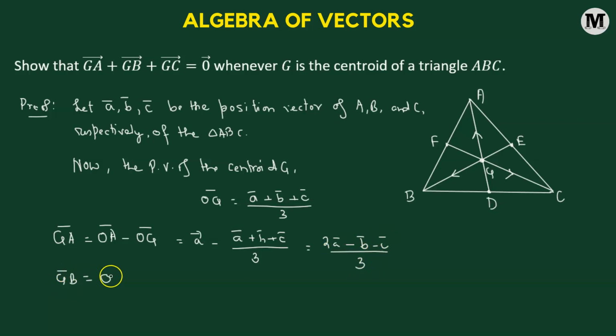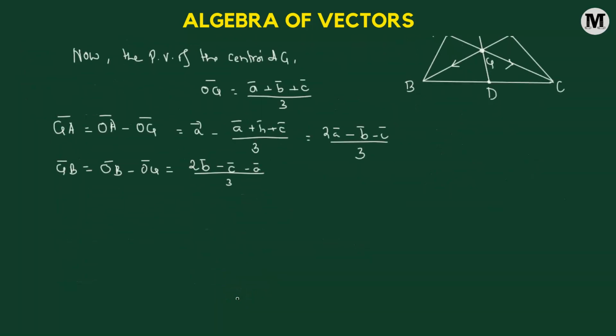Similarly, we can define GB vector. So GB vector will be OB vector minus OG vector. So OB vector, that's B vector, minus the OG vector, that's going to give us 2B vector minus C vector minus A vector, whole divided by 3. And then finally we have GC vector. So this will be equal to OC vector minus OG vector, which will be equal to 2C vector minus A vector minus B vector, whole divided by 3.